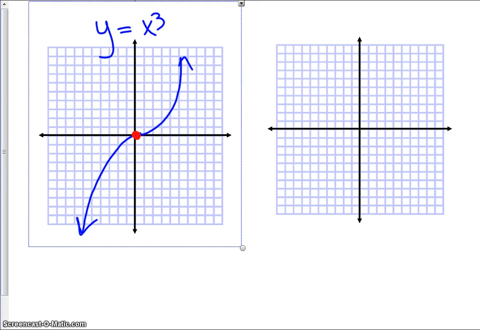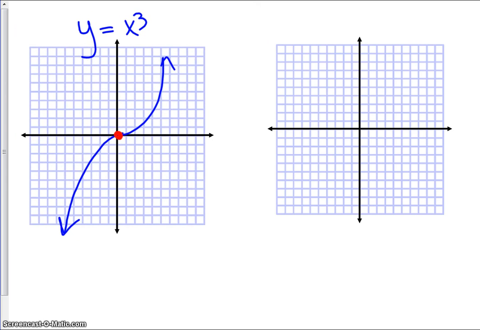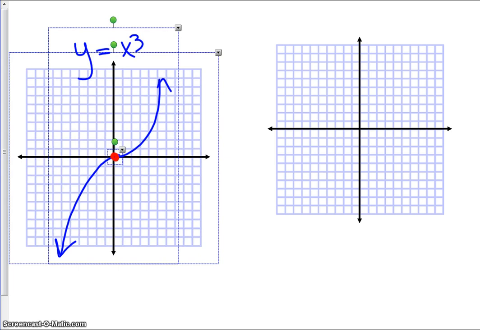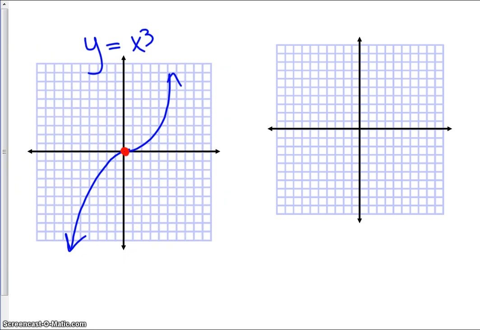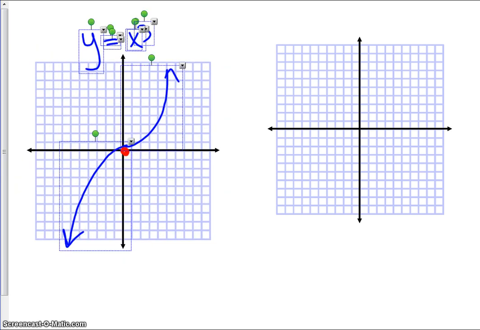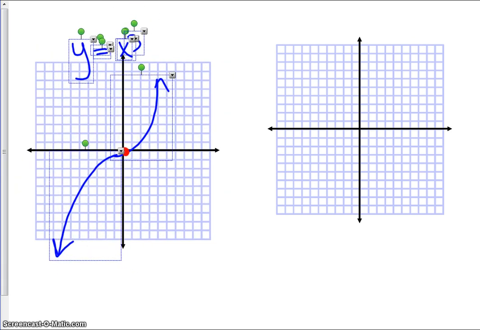Oh, I got everything with it, don't I? I don't want that. Oh, let's see if I can do this here. I don't know. Oh, we'll see. Oh, I'm having trouble. Okay. There we go.